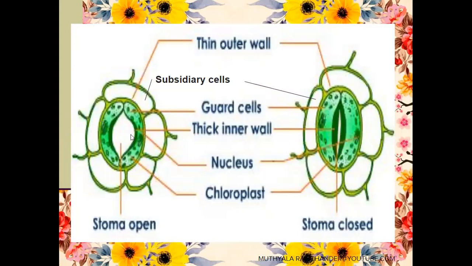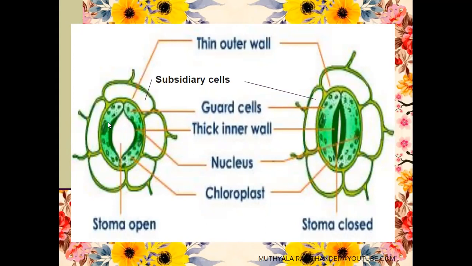Every stomatal complex contains two main components: two guard cells and subsidiary cells. Guard cells are bean-shaped and arranged in opposite directions. During this arrangement, the stoma, a pore-like structure, appears. Around the stoma, the guard cells have a thick inner wall, which is elastic in nature. Due to the thick inner wall, the stoma opens and closes.